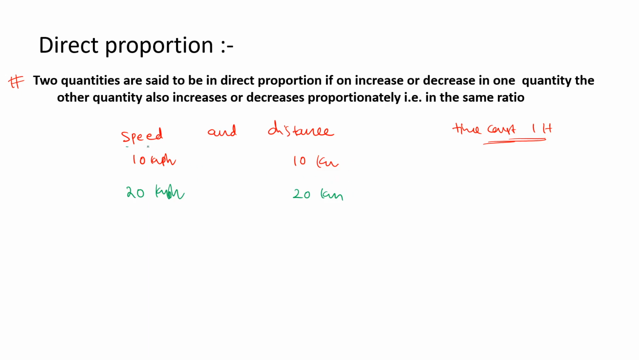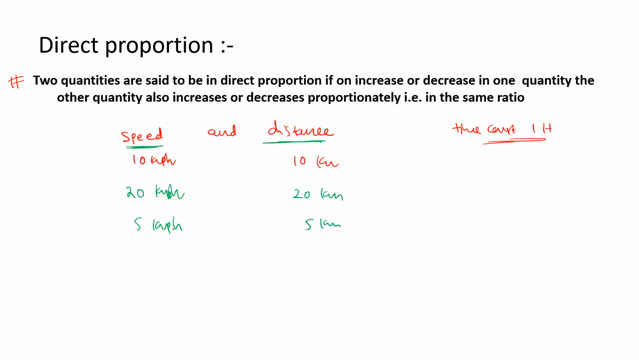Now the two quantities, speed and distance, are in direct proportion. When one quantity is increased, the other quantity also increases in the same proportion. Let us take, we are traveling with a speed of 5 kilometers per hour. Then the distance traveled in 1 hour would be 5 kilometers.